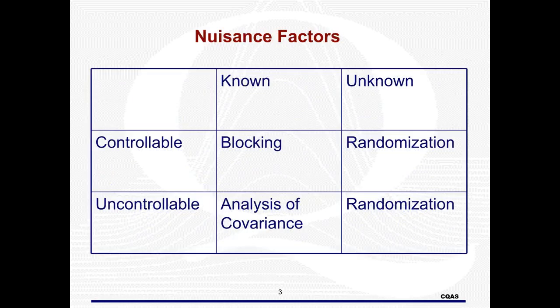So here we're categorizing nuisance factors. If they're controllable and known, we block. If they're unknown, we rely on randomization. If they're uncontrollable but known, we might use something like analysis of covariance. This table is really just a decision guide for how to handle unwanted variation.